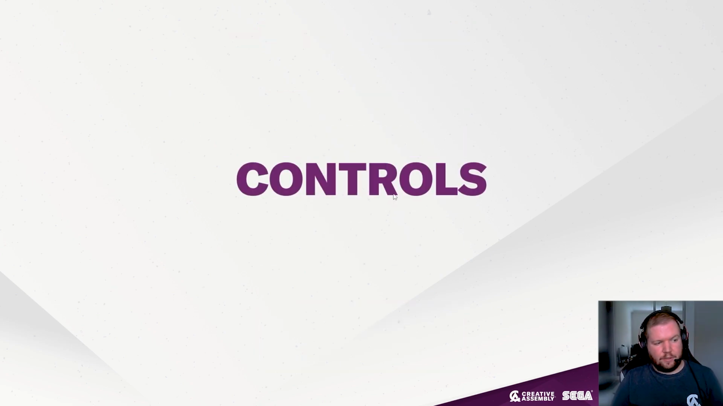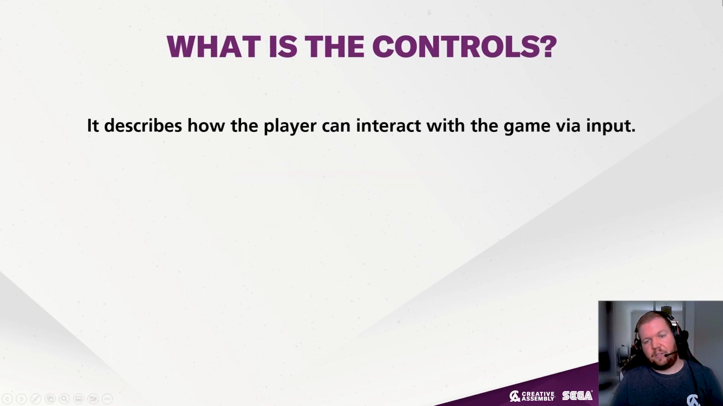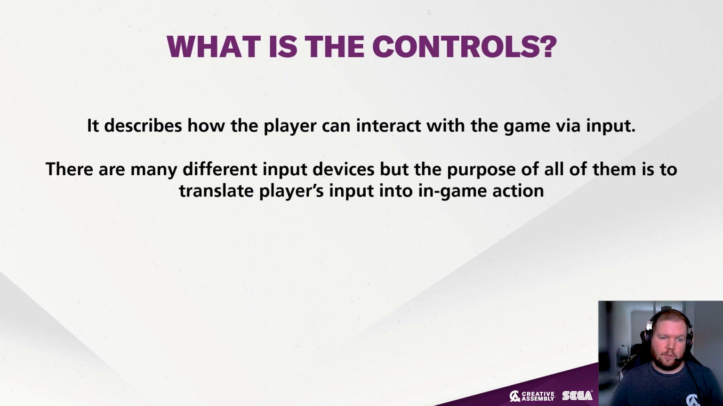And that brings us to our final point of the three C's: controls. What are controls? They describe how the player can interact with the game with input. There are many different types of input devices, from mouse and keyboard to touchscreen to gamepad, but the purpose of all of them is to translate players' input into in-game action. So how do we approach designing controls?